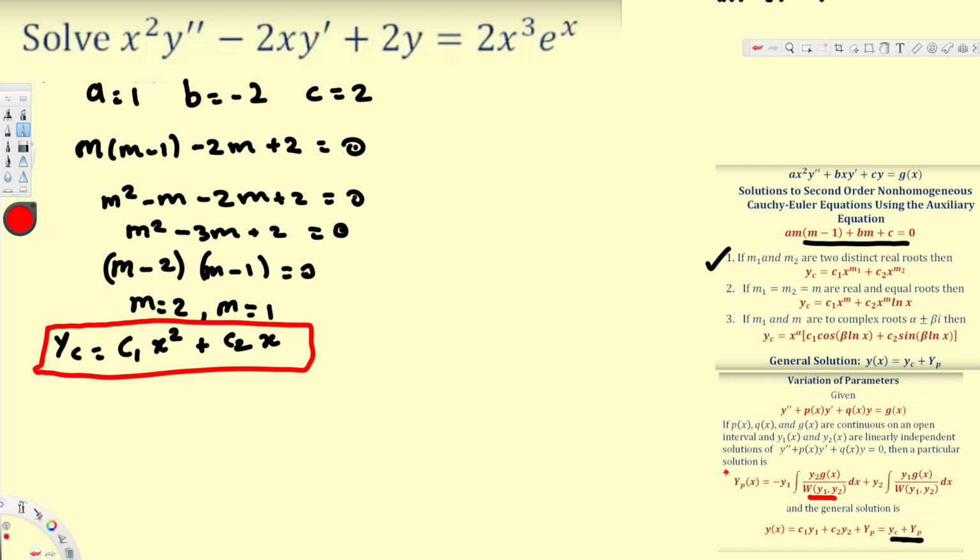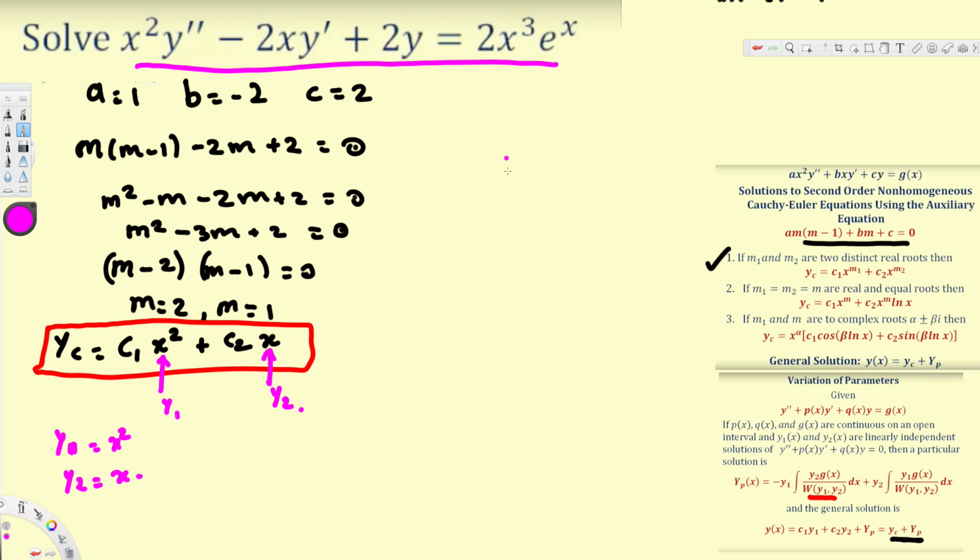To find W(y1, y2), from this equation we can find our y1 and y2. We take this one as y1 and this is y2. Okay, so y1 is equal to x square, y2 is equal to x. Now previously we had this as our main equation.